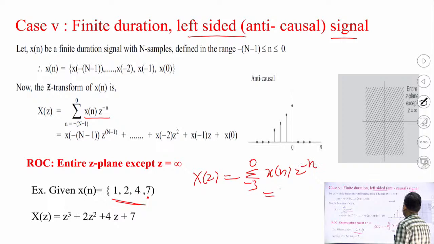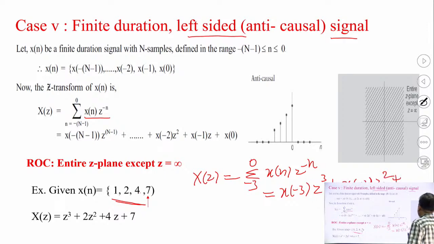So you will get x of minus 3 z to the power 3 as the first value, second is x of minus 2 z to the power 2, plus x of minus 1 z to the power 1, plus x of 0. These are the values, so you will get this value.